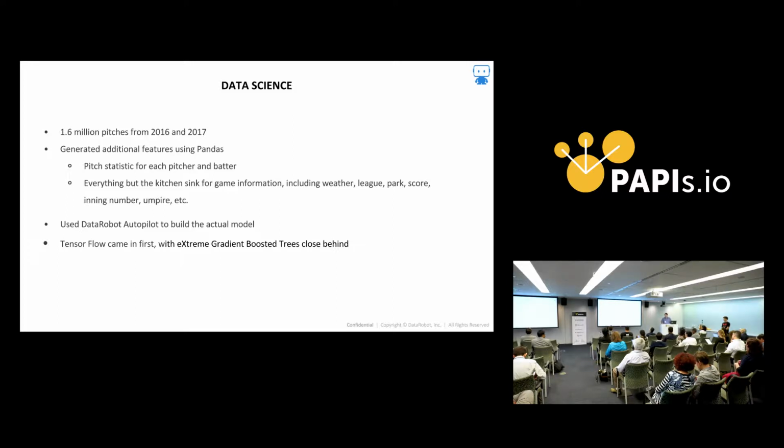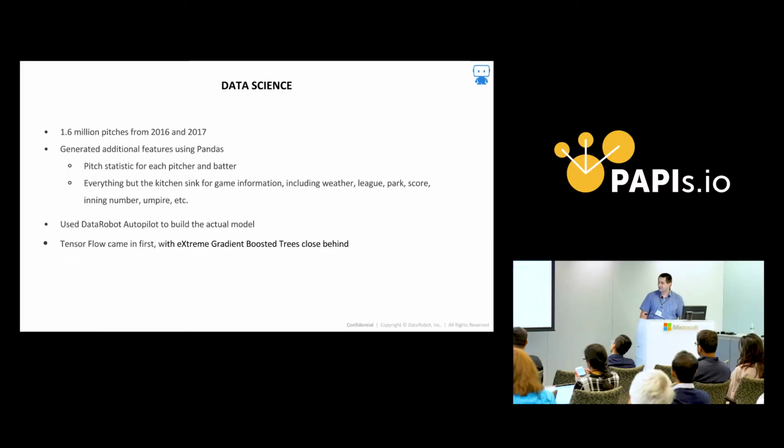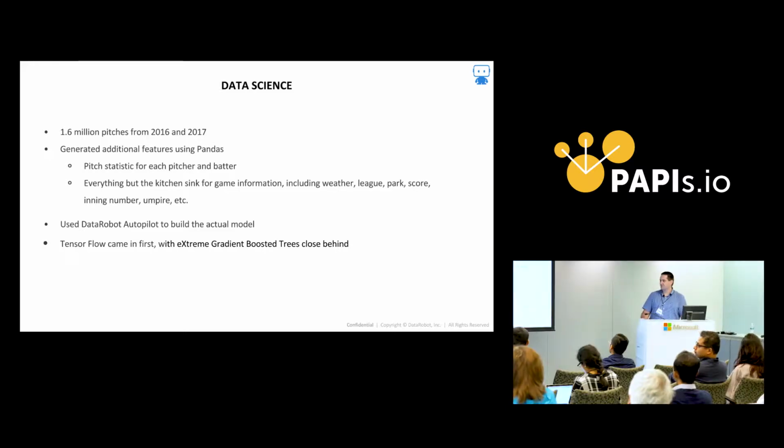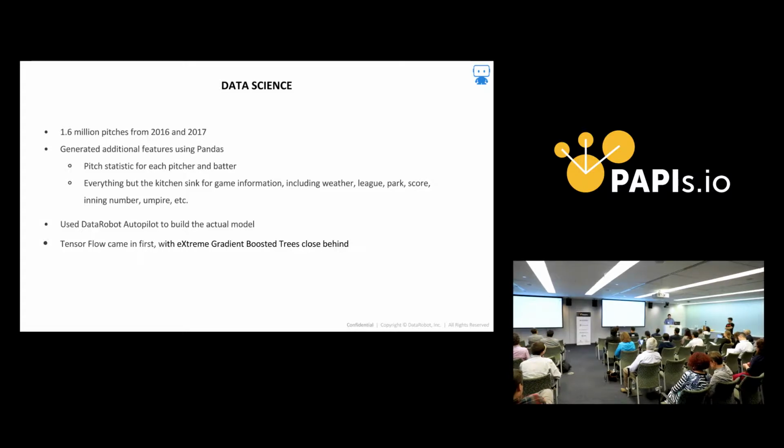TensorFlow came first, so I guess if it's deep learning, it's cool. But XGBoost was very close behind. Our Kaggle gods told me that they can crank XGBoost and beat TensorFlow, because usually XGBoost comes out on top for the majority of classification problems, at least in our experience. But this is probably one of those rare cases.